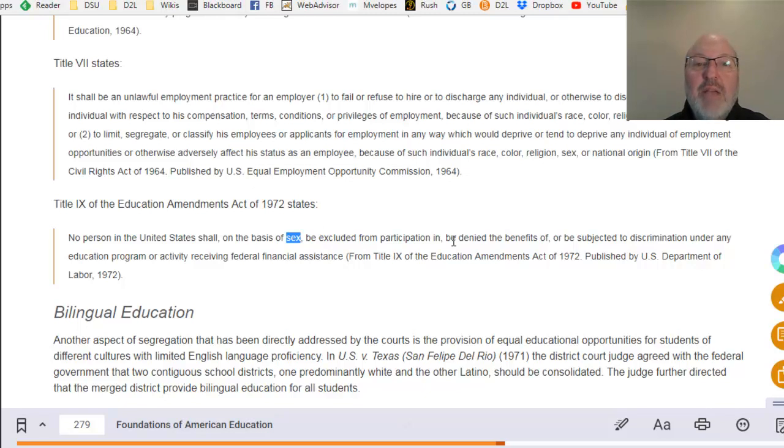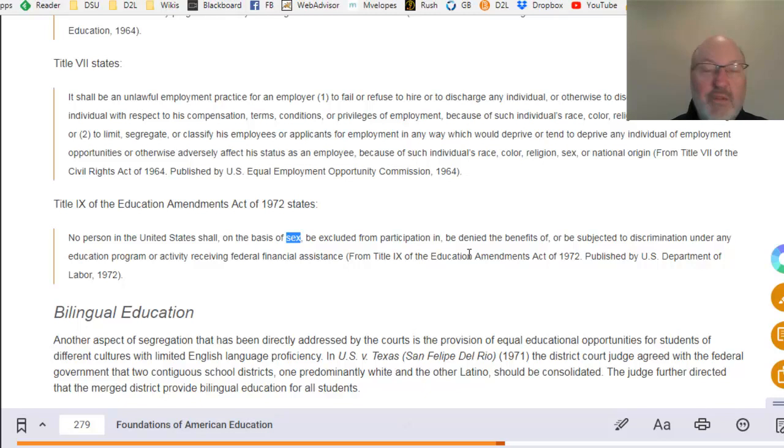So he can't, because of gender, be excluded from participation or denied the benefits or subjected to discrimination under any education program or activity. And this really was not even about sports. This law, or this amendment in 72, was about math and science and STEM, and it ended up personifying itself almost exclusively as sports. And it caused all kinds of problems because our small community suddenly had to offer girls only sports. And what this really became, all mixed up and just a big mess, was, what about the little boy that wants to play volleyball on the girls' team?